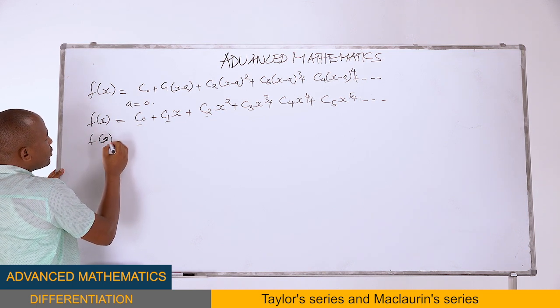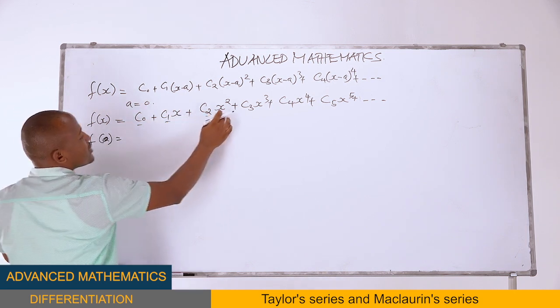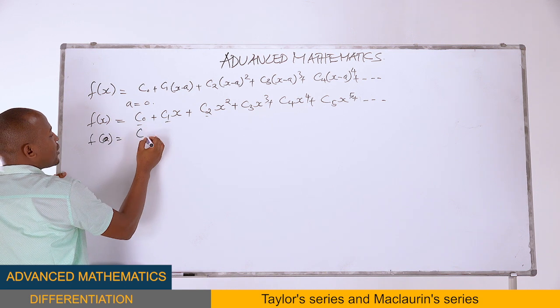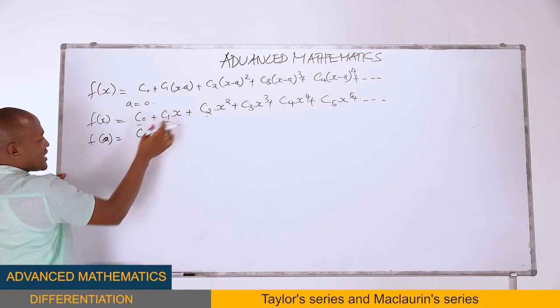of 0. That means if you put a 0 there, all of those will go, and you will be left with c sub naught. Now let's find the second one.